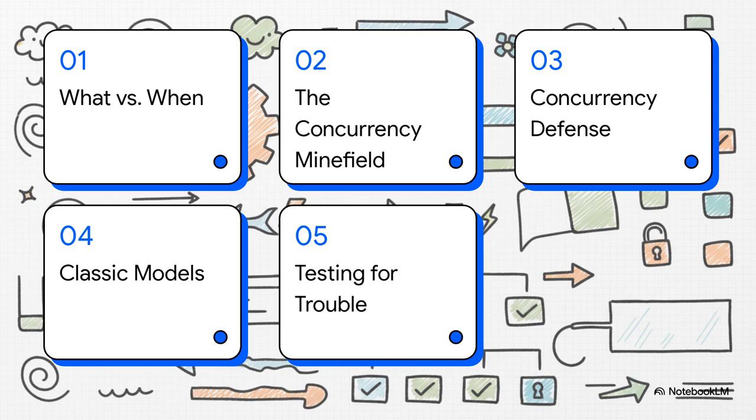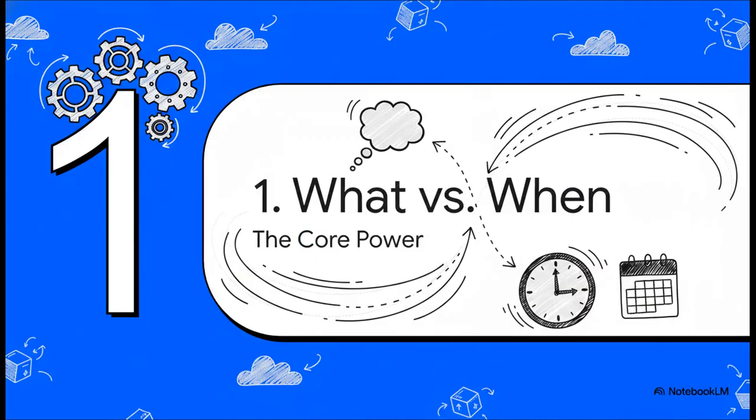We're going to start with that core idea, the power of concurrency. Then, we're walking straight into the minefield of all its hidden dangers. After that, we'll arm ourselves with some solid defense principles, look at a few classic patterns, and finally, we'll talk about how to actually find these bugs that seem designed to hide from you. Okay, let's really dig into that foundational idea.